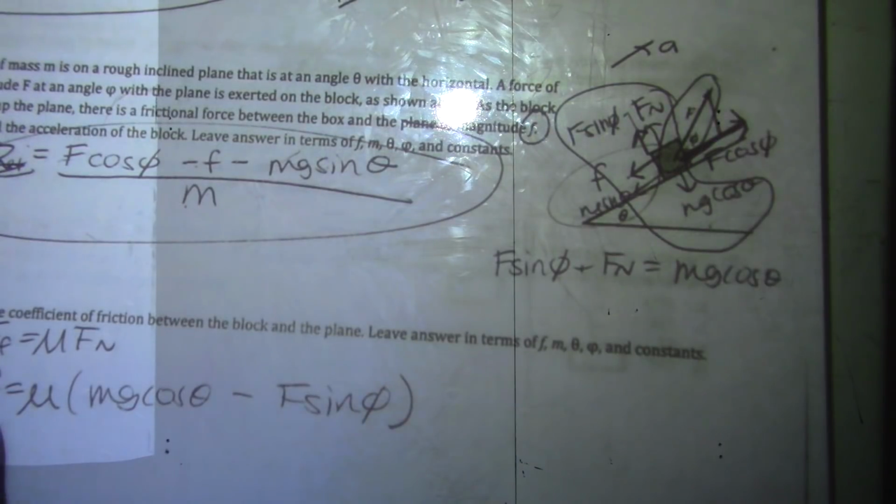Find the coefficient of friction between the block and the plane. Here I'm of course using force of friction equals mu Fn. Force of friction is just little f. Now I just need to find my normal force. So I know F sine phi plus Fn equals, we're looking at this direction, sorry, this is super messy, mg cosine. So Fn is just going to be mg cosine minus the F sine. And to get mu by itself, I just divide it all over, so F over all of it equals mu.